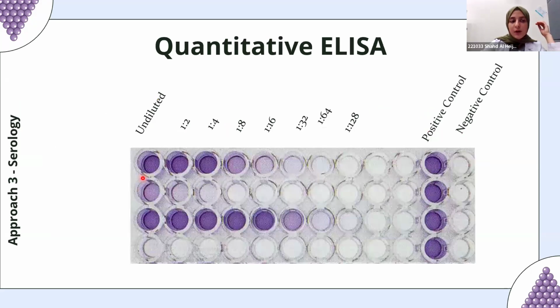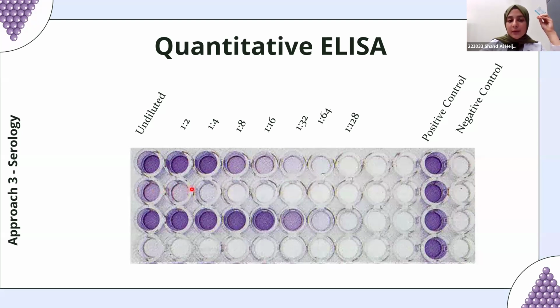And finally, we have serology, which is quantitative ELISA. In quantitative ELISA, you have different wells. If this is a positive control and this is a negative control, here you have the sample with the viruses, and this has nothing. Basically, you keep diluting it until you stop seeing anything. We're starting from here. Now this is very dark, so this has a high amount. You keep diluting it until you stop seeing anything, and you count the titer. You see the titer to know the amount of the viral load in that sample.